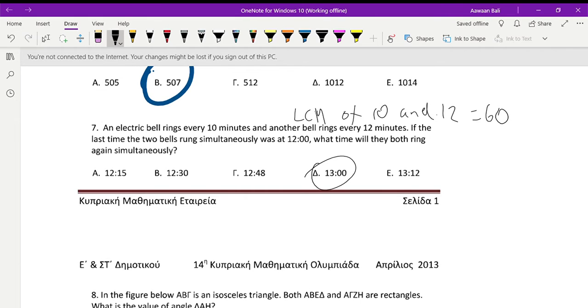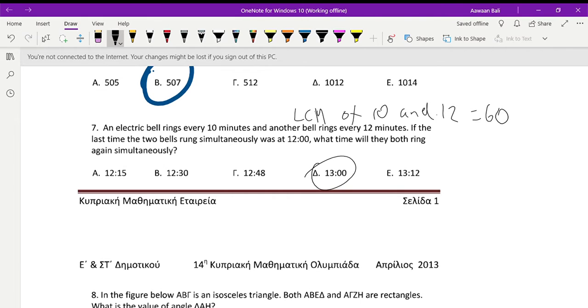And remember, we're going for the smallest multiple because this is the lowest common multiple. So that means 60 minutes is the lowest possible time so that the bells will ring simultaneously. However, when you realize this, 60 minutes is an hour. So basically, after every hour, the bells will ring simultaneously. So therefore, after 12 o'clock, it'll be 13 o'clock. And the answer would be delta. So the answer is delta, but this is the first time when the bells ring simultaneously after 12 o'clock.